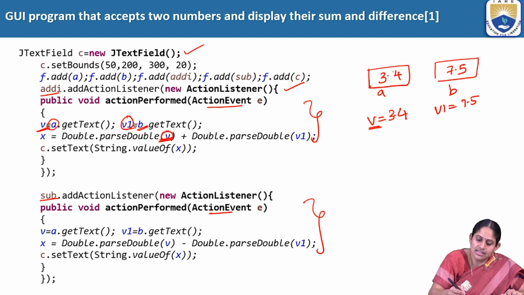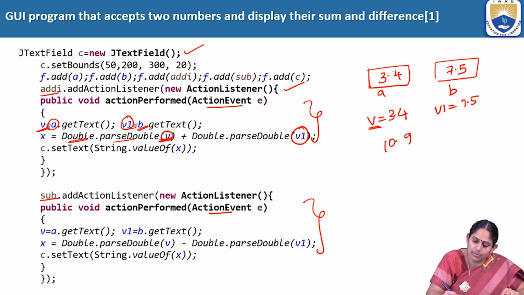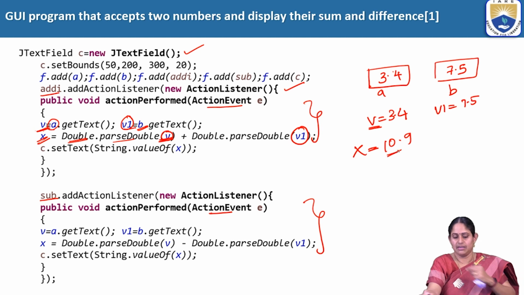So the value V was a string, the string 3.4. That string is converted into double by the parseDouble method, and similarly V1 is also converted into double, and those two values, 3.4 and 7.5, are added, and let's say we get the result 10.9. We get 10.9 into X. Now X is again a double value. So into X we have this double.